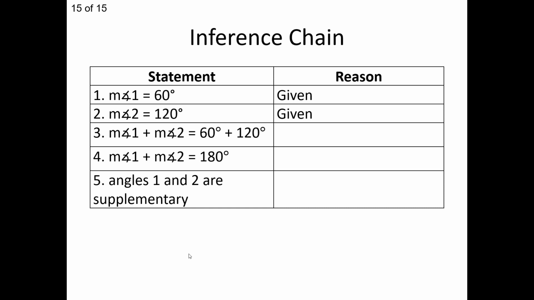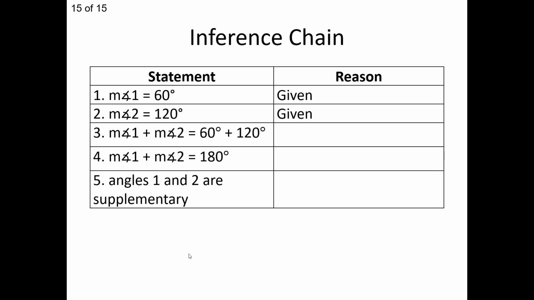Every time we make an inference, as you've noticed along the way, not only have we said yes, it does follow, or no, it doesn't follow, we have justified it. Was it a definition? Was it a postulate? As we go through this inference chain and fill in our implication table, every single one of those blanks in the reason column, we're going to need to fill in with the proper justification.